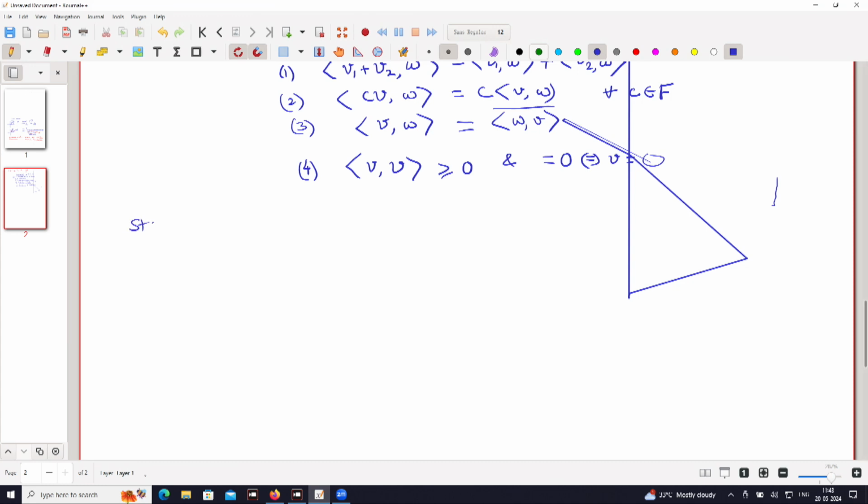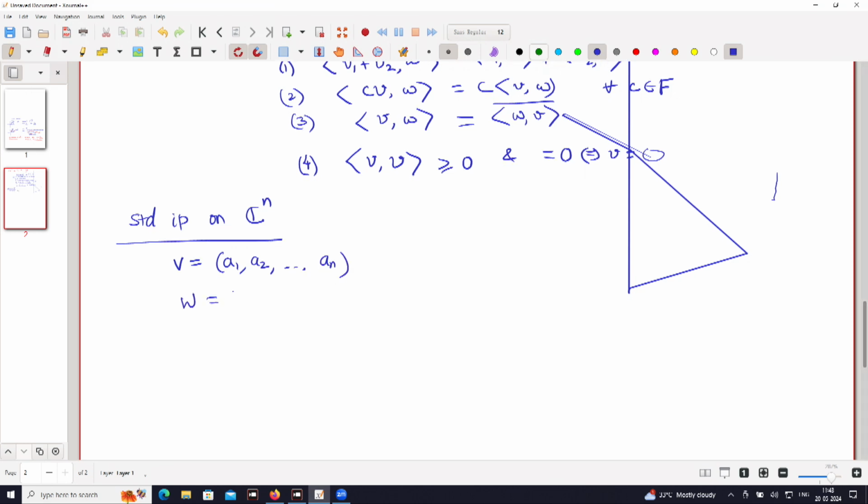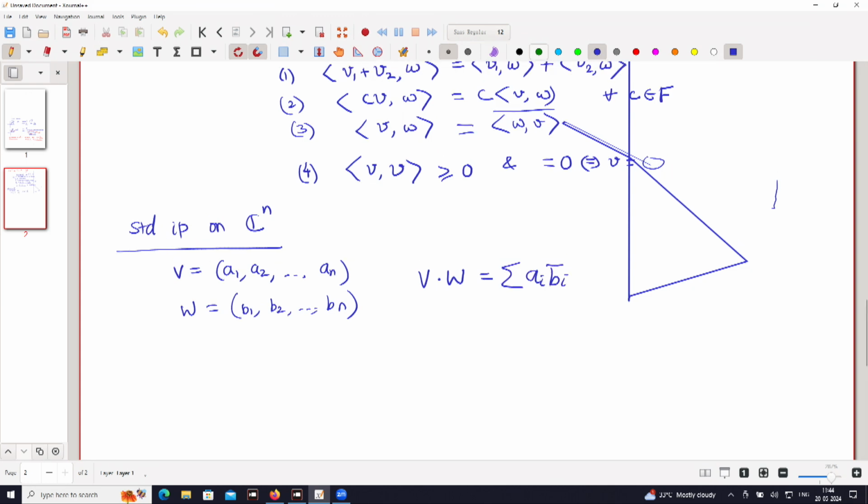So, the standard inner product on Cn: V is a bunch of a_i's, and V dot W in the case of Cn is just the summation of a_i b_i bar. Of course, these are our usual definitions. Now, the key thing with these axioms is that there are many other definitions possible in various other contexts which also satisfy these axioms.